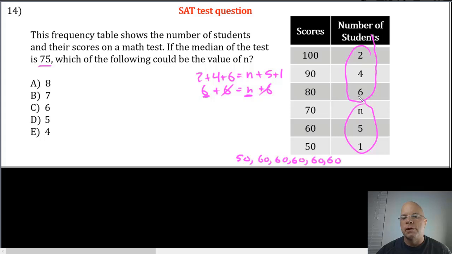We have to have 12. We have 12 numbers here. 6 and 4 and 2 is 12. These have to add up to 12. 5 and 1 is 6, so n must be 6. To give us 12 numbers that are 70 or less, and then 12 numbers that are 80 or more, so that 70 and 80 are the middle 2 numbers, giving us a median of 75. So the answer is answer choice C.